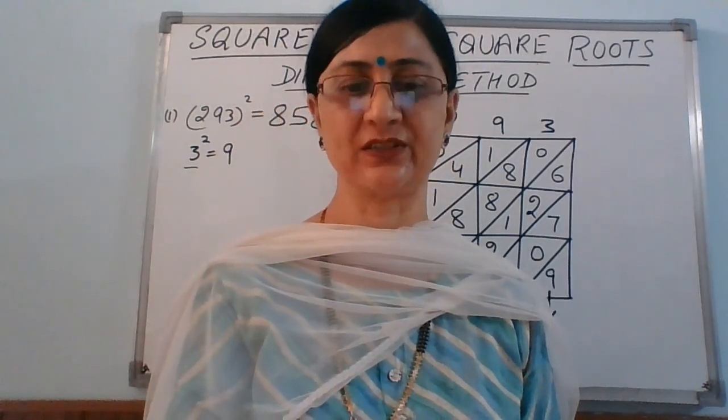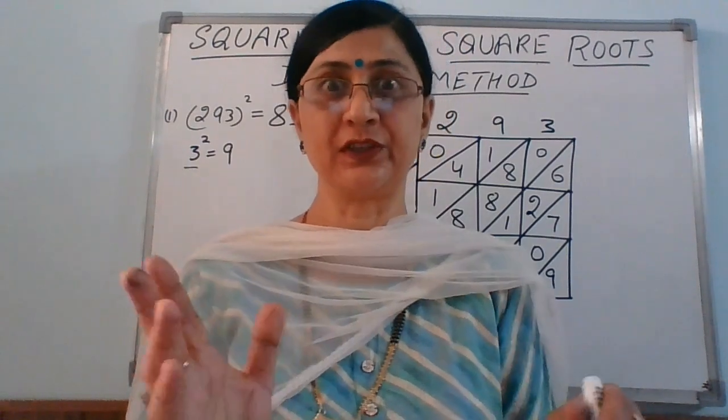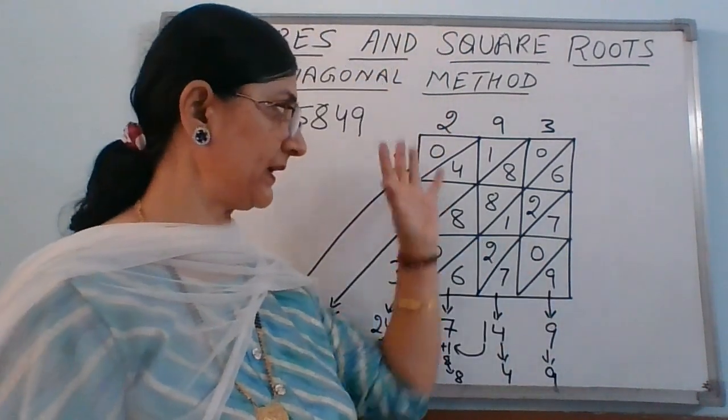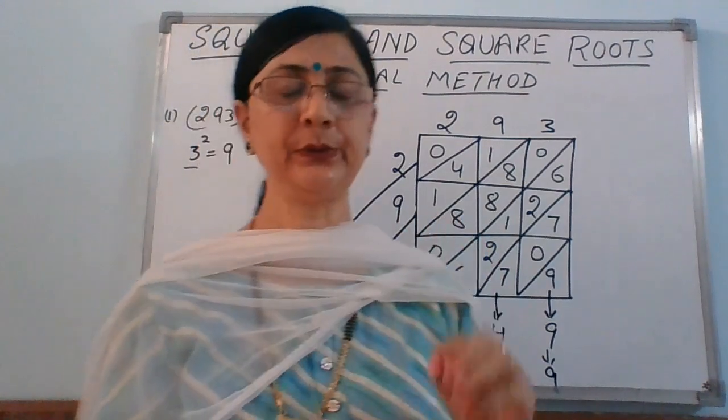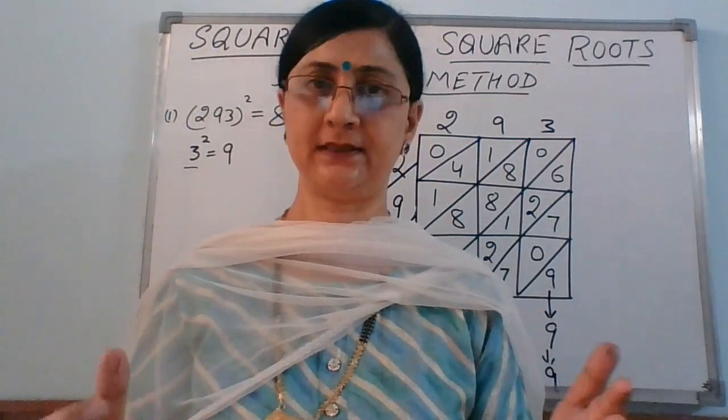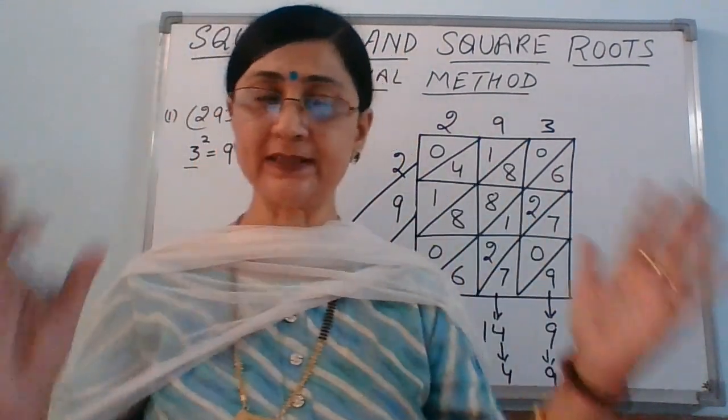Now try the other questions also. Find out the squares of a 4-digit number. Then you have to make a big square and divide that into 4 by 4, which is 16. You will divide it into 16 squares.